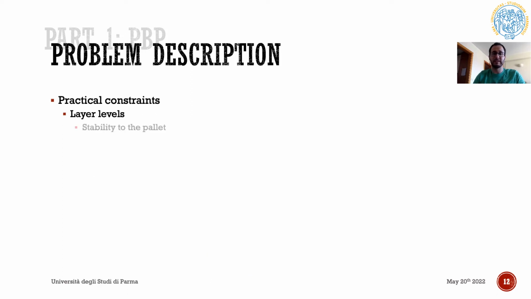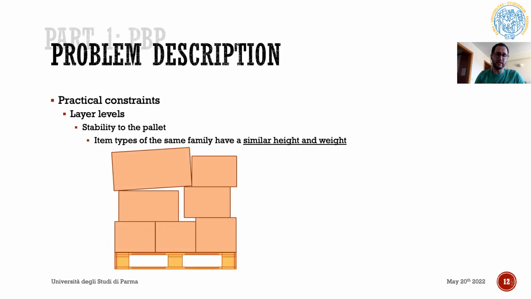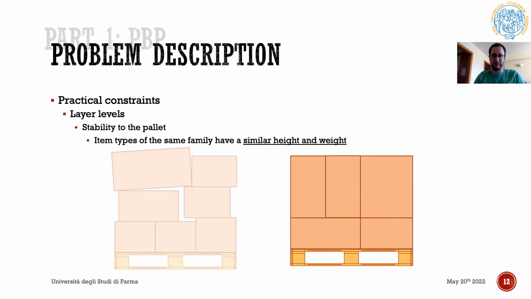Because it emulates the stability constraint, since items of the same family have similar height and weight, not necessarily equal but very similar. So, to avoid an unstable pallet like this situation, layers composed of those items tend to create a stable pallet like this one. Of course, this introduces a simplification of the real weight that an item has to bear in a load. However, this simplification is widely adopted in the literature as it works well in practice, right?